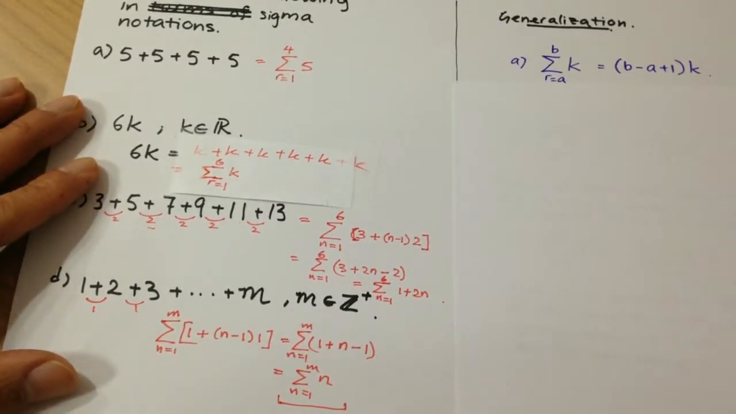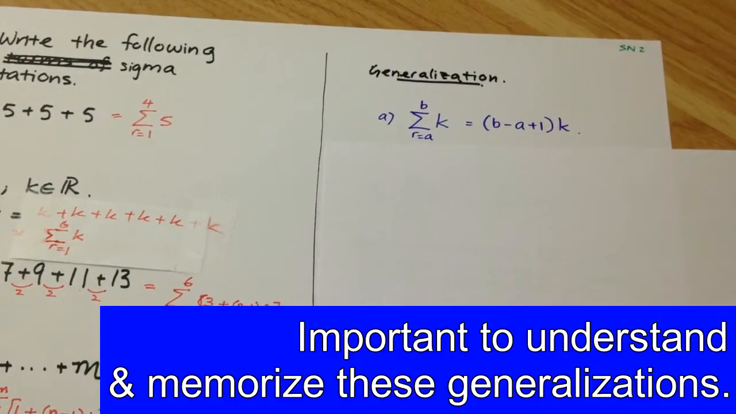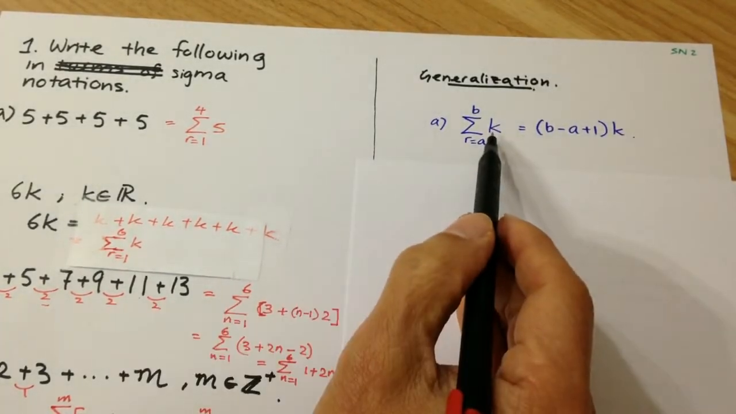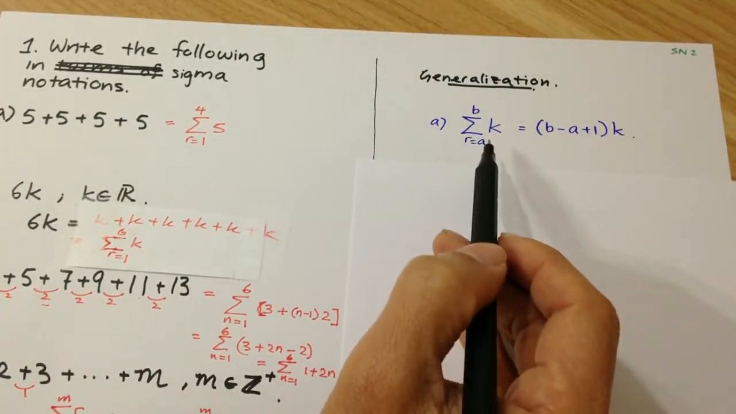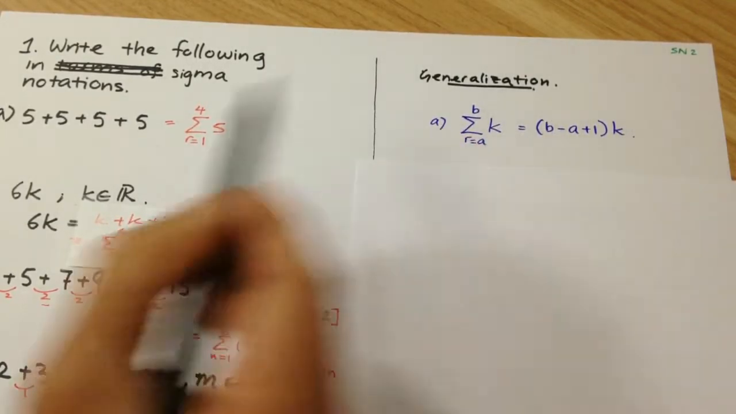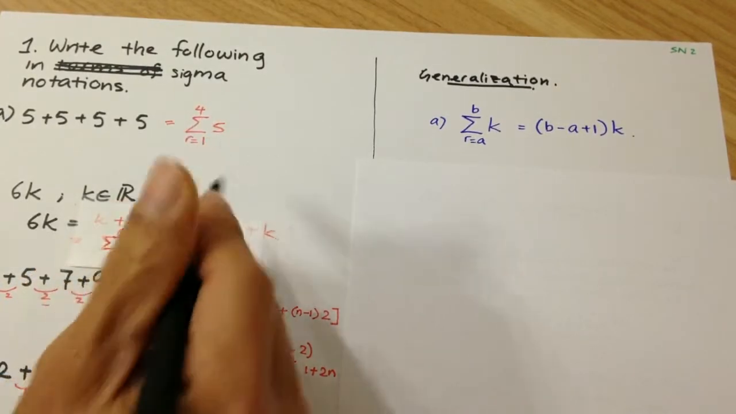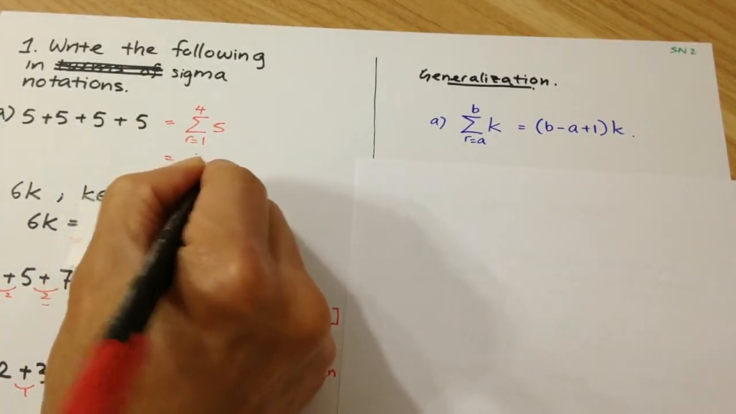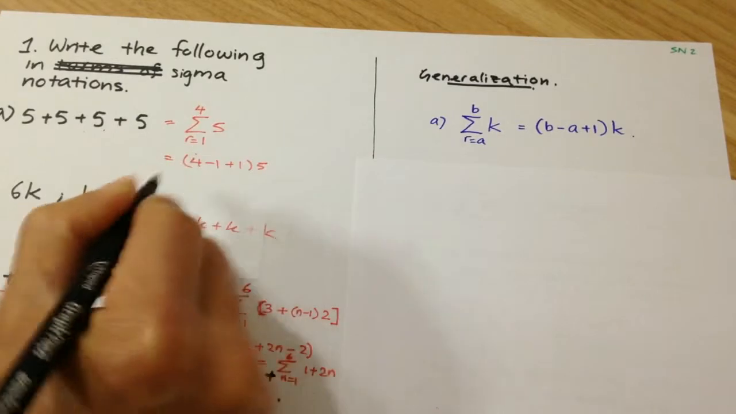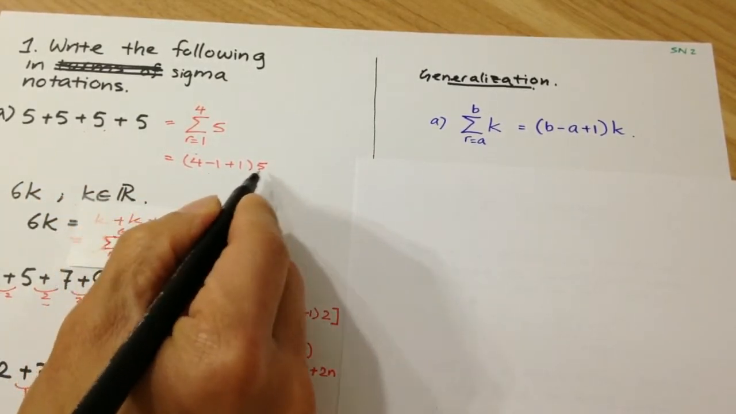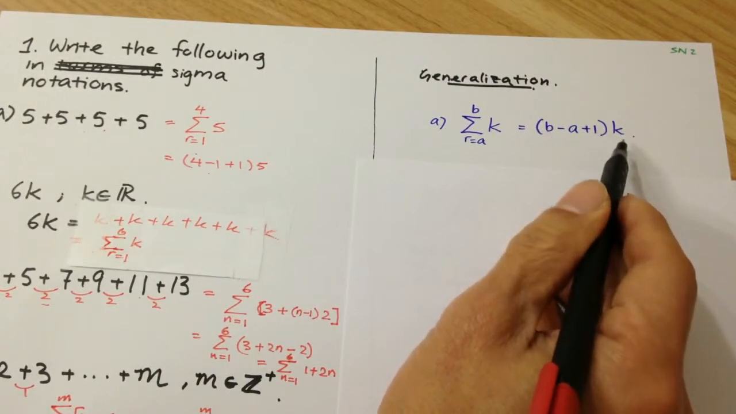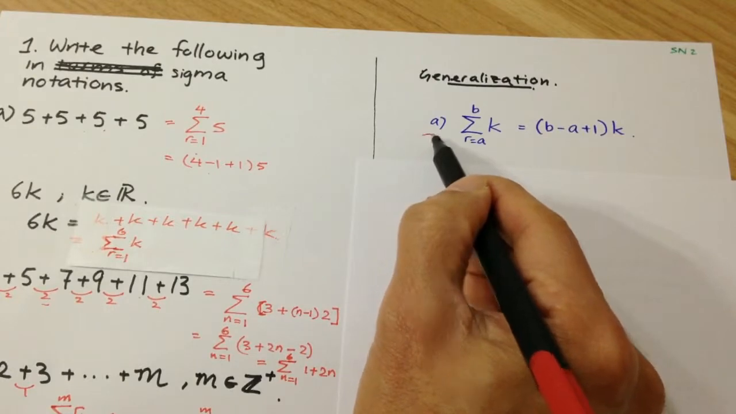So what kind of generalization do we have? Well, the first one is this. If you have a constant in a sigma notation from a to b, then you are going to have b minus a plus 1 times k. For example, over here, 4 minus 1 is just 3. That's not going to be 4. So you have to add plus 1, times 5. That gives me 4 times 5. So similarly, we're going to have b minus a plus 1 times k. It's important to remember this generalization.